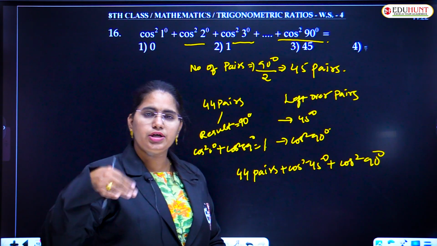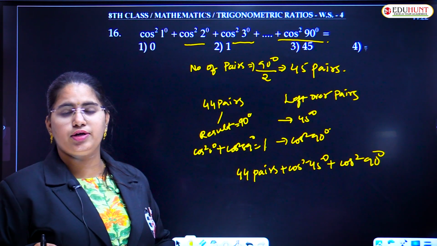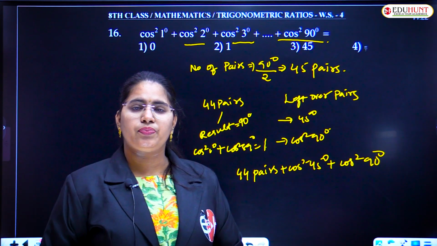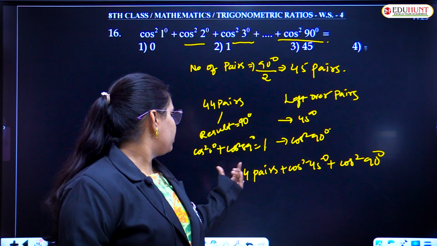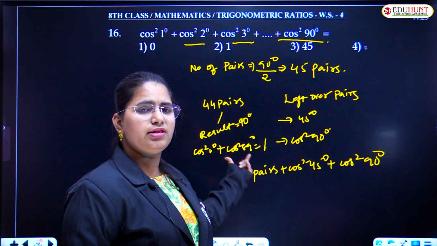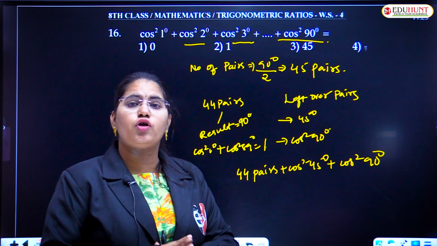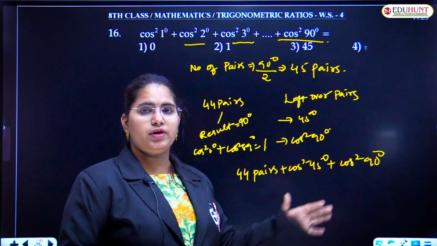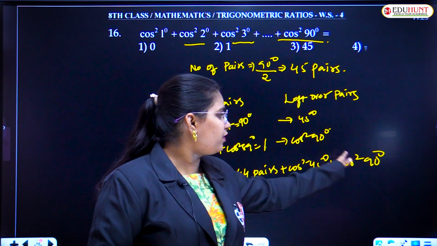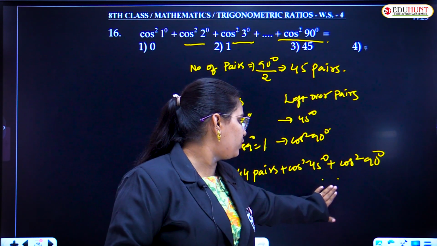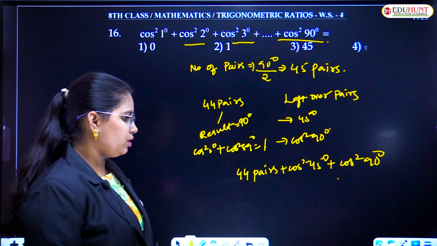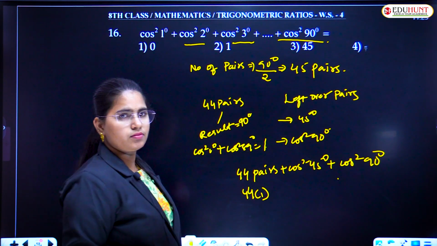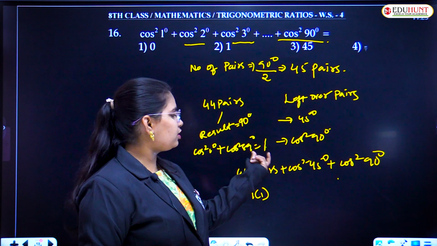Did you understand? You need to follow that particular question. This is a shortcut. You cannot waste your time by writing all such pairs. Yes or no? So cos square 1 plus cos square 89, this type of pairs, you can write 44 pairs. Along with 44 pairs, the next pair is cos square 45 degree, along with cos square 90, this is the leftover pair, right? Yes. So 44 pairs means all these pairs have the result 1, right?